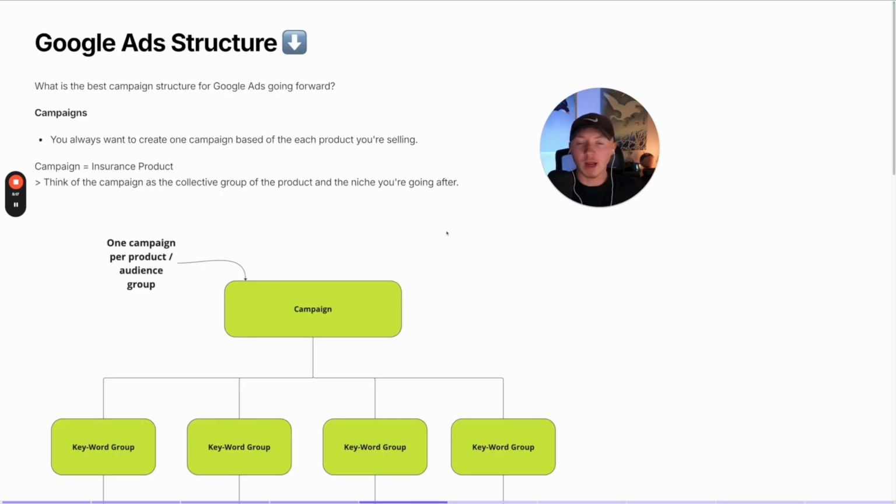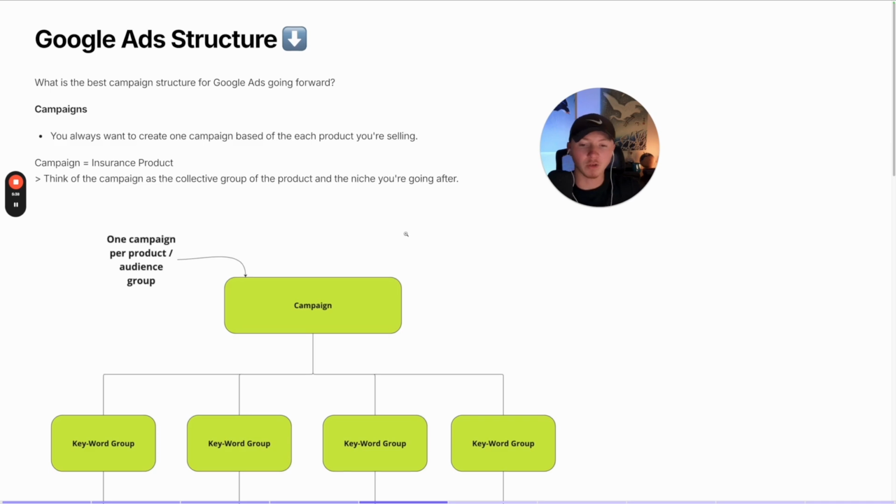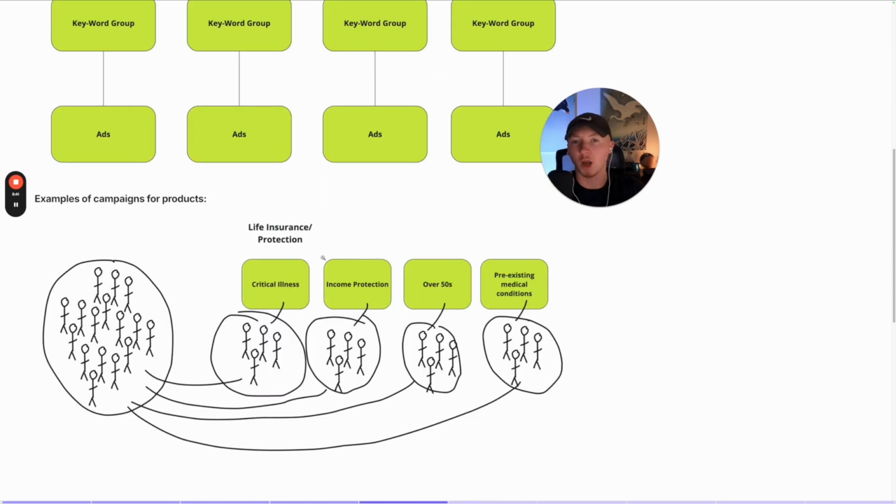So, Google Ads structure. What is the best campaign structure you should be using for Google Ads going forward? The best way for me to explain this is you always want to create one campaign based off of each product you're selling. Okay, so think about the campaign as the insurance product. Think of the campaign as a collective group of the product and the niche that you're going after. The best way I can explain this is to think about life insurance, for example, life insurance protection products. You've got everybody in this bucket over here, which would fit into the life insurance example.